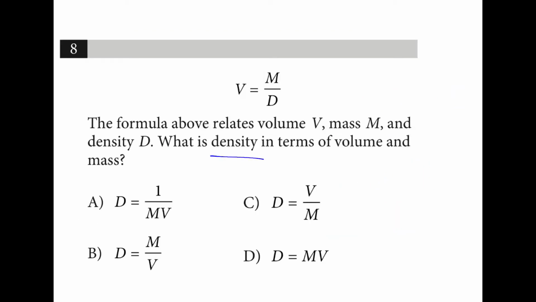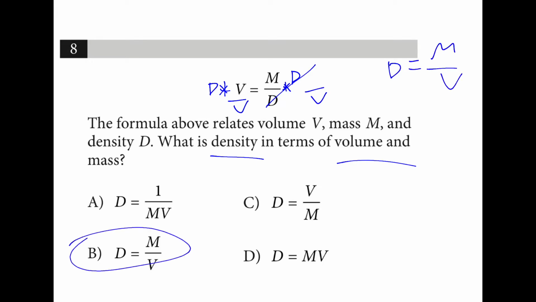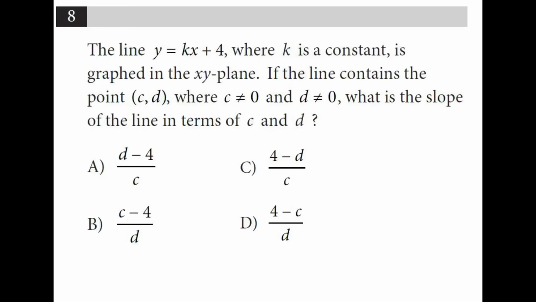What is density in terms of the other variables? So we want to get d by itself. If I multiply both sides by d, I have dv is equal to m. I'm going to divide by v, and I have d is equal to m over v. Kind of a common formula that shows up.